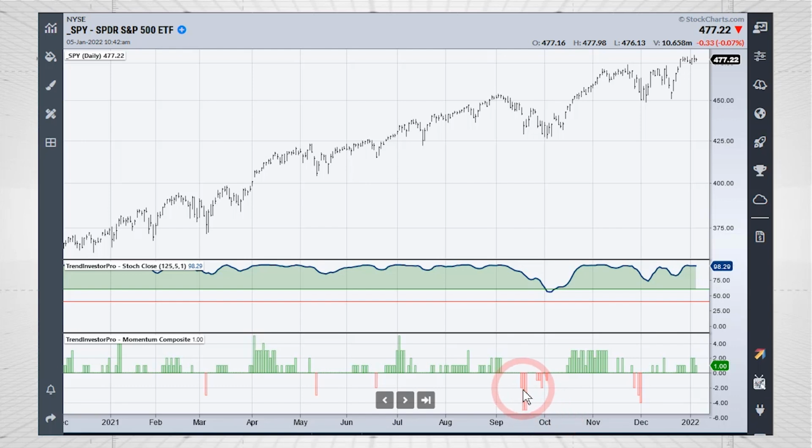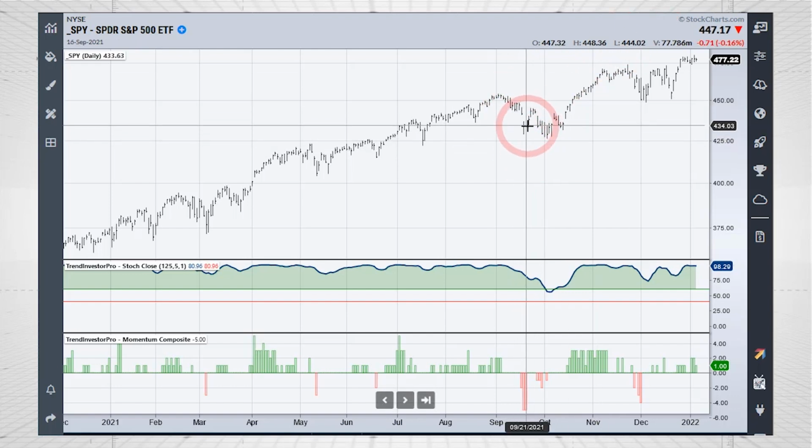And so on the lower window, I've got the momentum composite indicator. And what that does is it aggregates momentum signals in 5 different oscillators. And so when 3 or more are oversold, you get -3. Here you can see all 5 were oversold in September there. And I'll put on the crosshair so you can line that up.